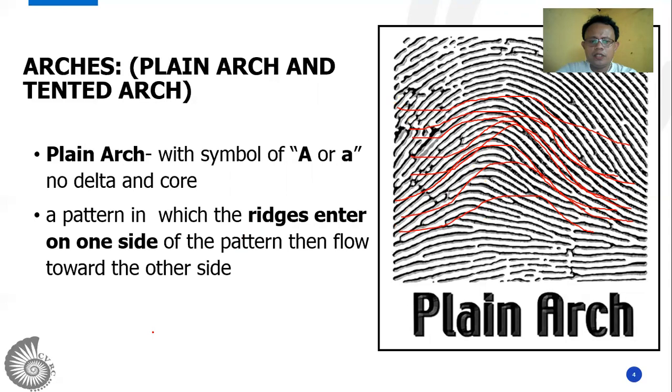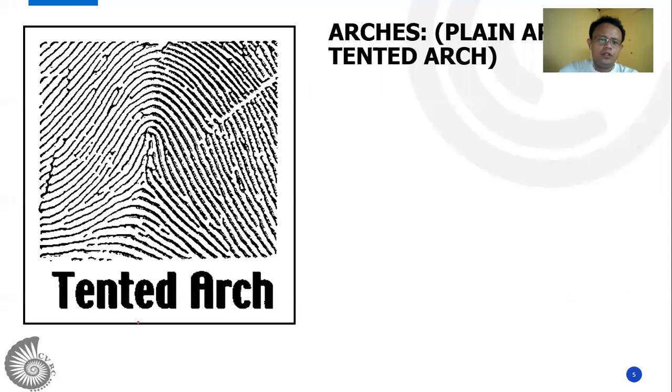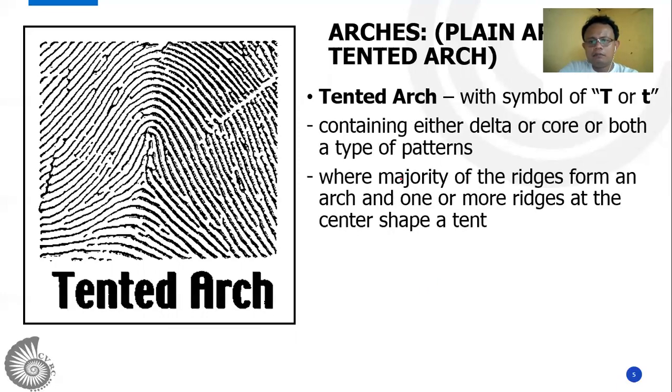A pattern in which the ridges enter on one side of the pattern then flow toward the other side. The other type of arches is the tented arch. Tented is called tent because it is formed like a tent. Tented arch with a symbol of capital letter T for the index again, or small letter t, containing either delta or core or both, is a type of the pattern.